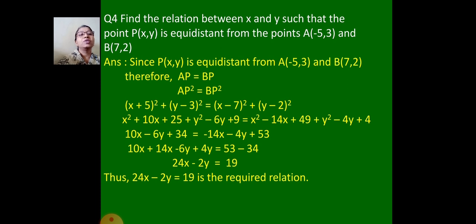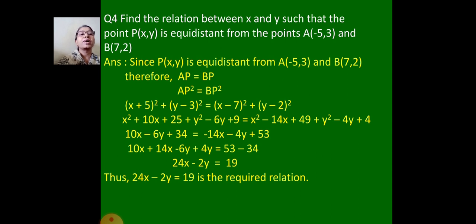And again to remove that root sign you square on both the sides. So therefore AP square is also equal to BP square. Now consider A as (x1, y1) and coordinates of P as (x2, y2). So you will get x minus of minus 5, that is (x plus 5) the whole square plus (y minus 3) the whole square is equal to, now PB, so (x minus 7) the whole square plus (y minus 2) the whole square.